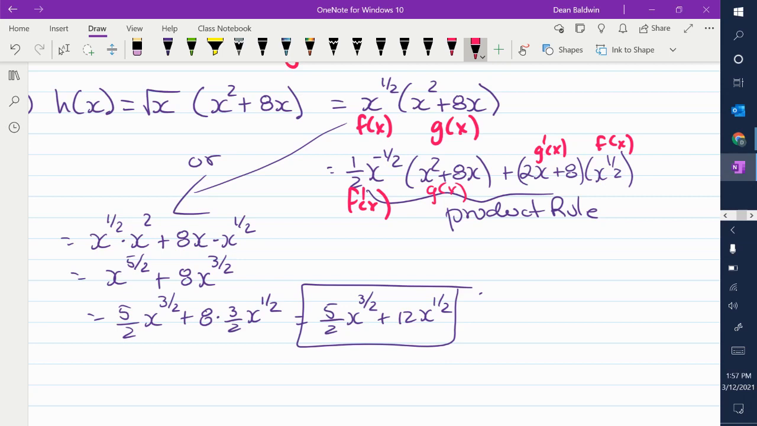No, it's ugly. We would simplify it normally, but for a product rule question, I'm not going to give you one that's got fractions and stuff. I just wanted to show you. Okay? Does everybody understand that part?